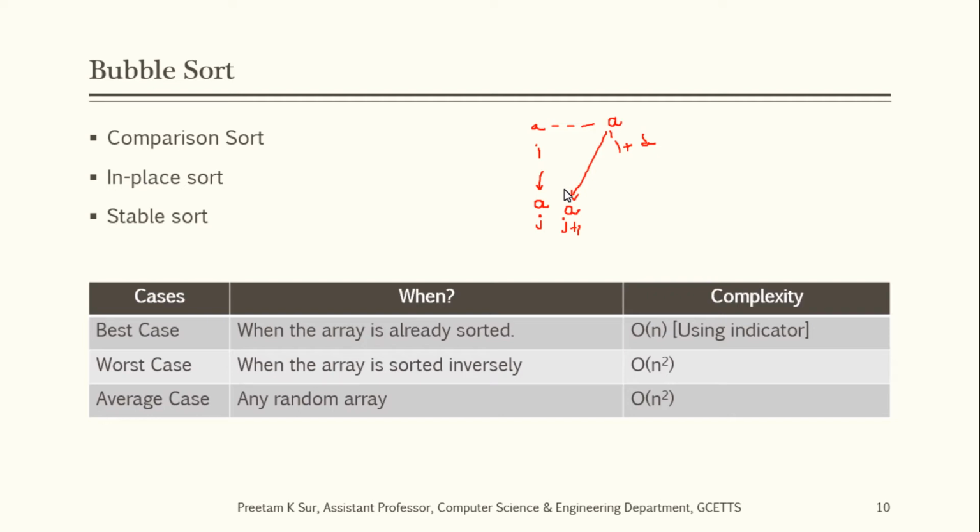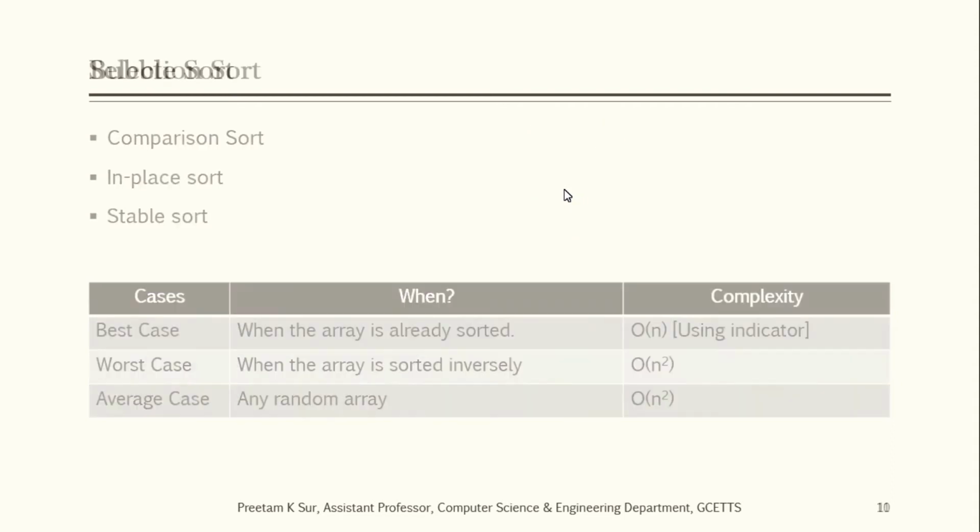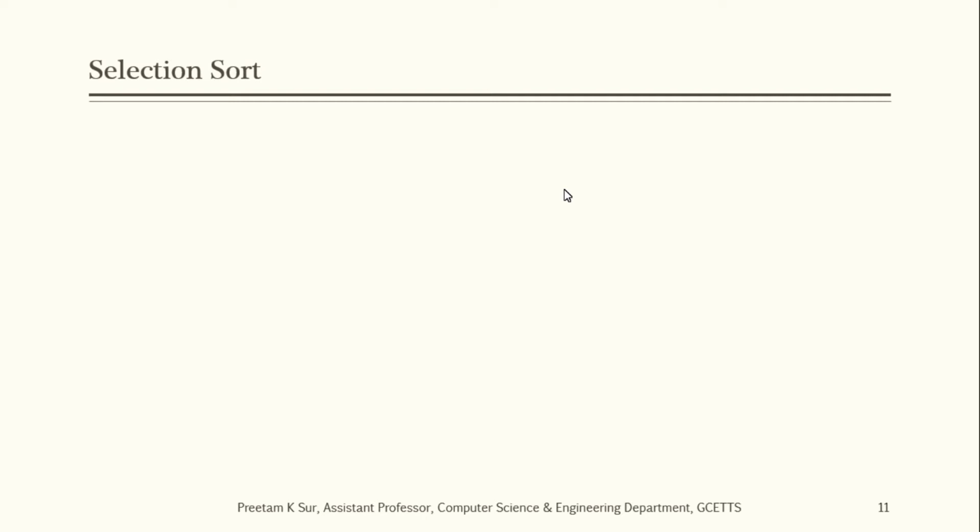In the worst case, when the array is inversely sorted, it is going to take order of n squared time, and in any average case, in any random array, it is going to take order of n squared time to execute. Okay, so with this we have come to an end of the discussion of bubble sort. Next we are going to discuss selection sort.